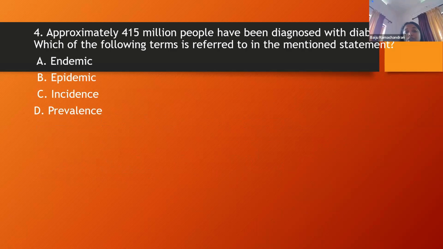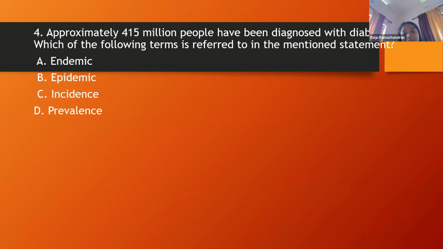Approximately 415 million people have been diagnosed with diabetes. Which of the following terms refers to the mentioned statement? Here we are mentioning approximately 415 million people, so we are calculating the total number. We are not talking about new cases or anything, we are just calculating the total number. So what will be the answer?